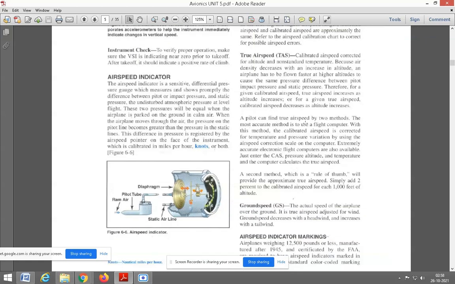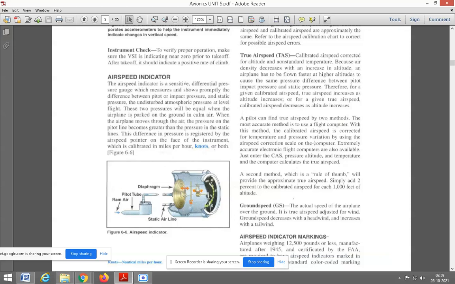A pilot can find true airspeed by two methods. So they use two methods. The most accurate method is to use a flight computer. In this method, the calibrated airspeed is corrected for temperature and pressure variation by using the airspeed correction scale on the computer. Here, you are going to use the computer system for measuring the true airspeed, due to the changes in temperature and pressure value in the airplane. Extremely accurate electronic flight computers are also available. Just enter the CAS, pressure altitude and temperature, and the computer calculates the true airspeed.